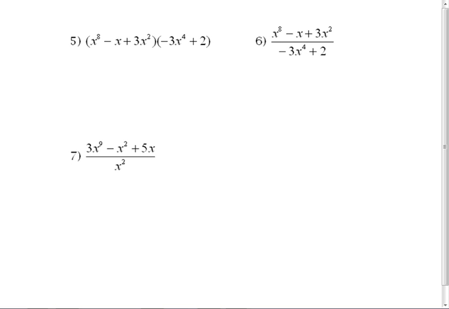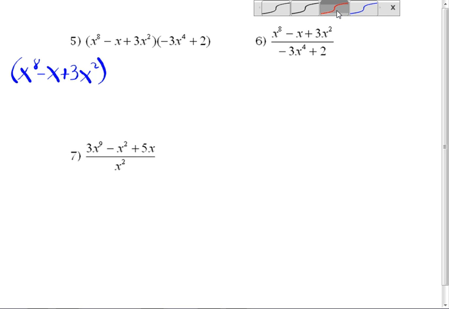Let's do this one. Now, I don't want to multiply that out. So let's use the product rule. It's x to the 8th minus x plus 3x squared. I just recopy that, and then we'll do it times the derivative of the second function. You should be doing it with me.